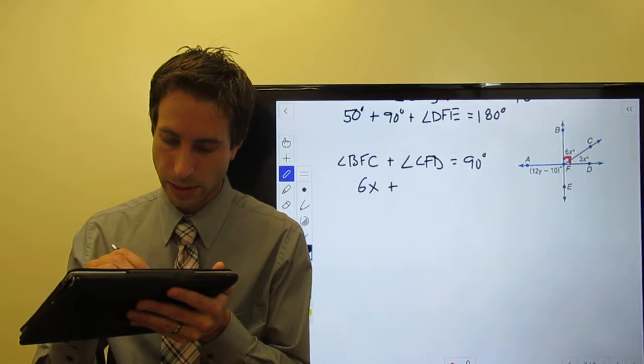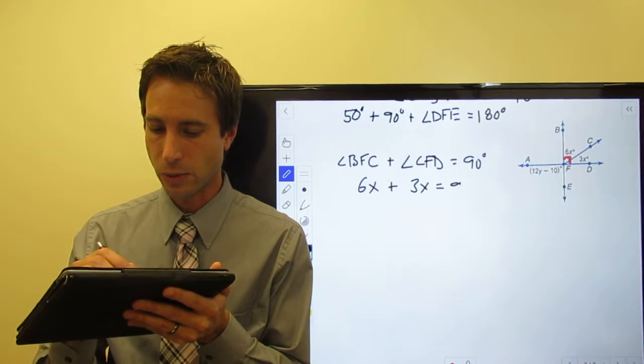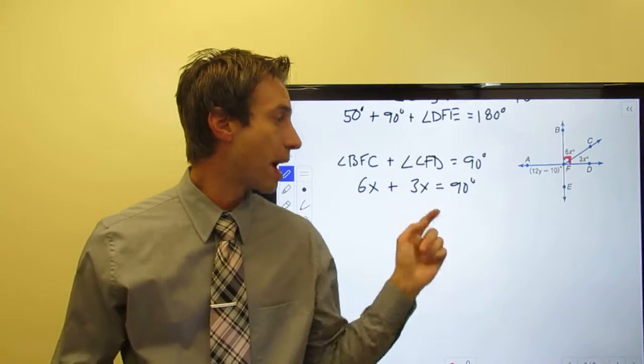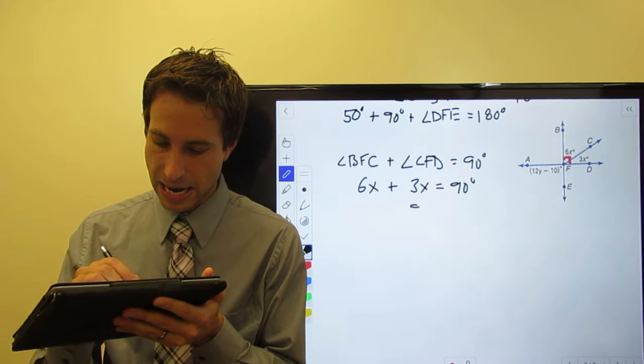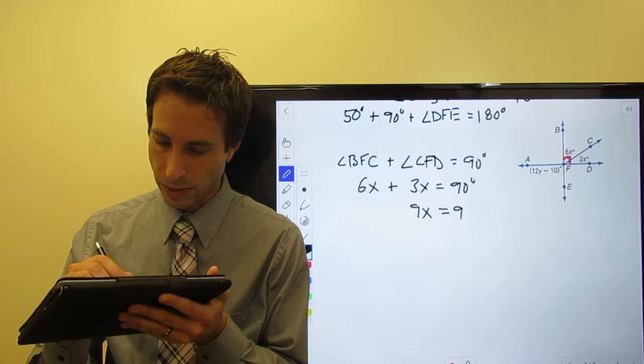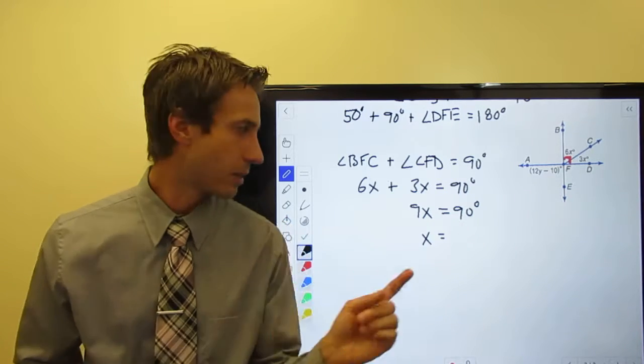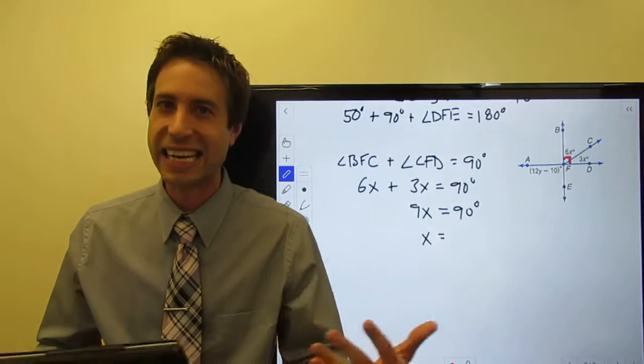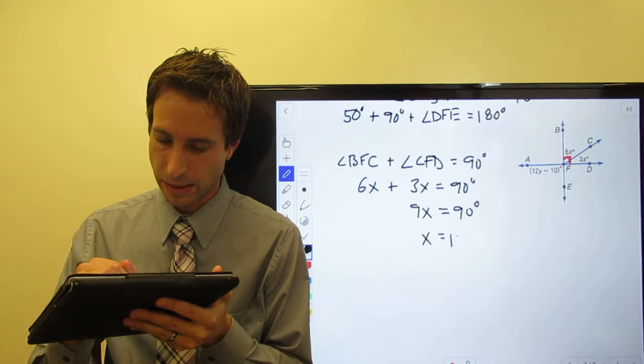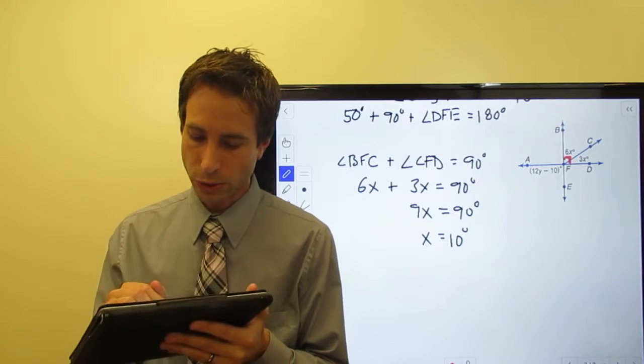6x plus 3x equal to 90. Go ahead and combine like terms. That's going to get me 9x equal to 90 degrees. Divide both sides by 9. 90 divided by 9, of course, would be 10. So x is equal to 10 degrees.